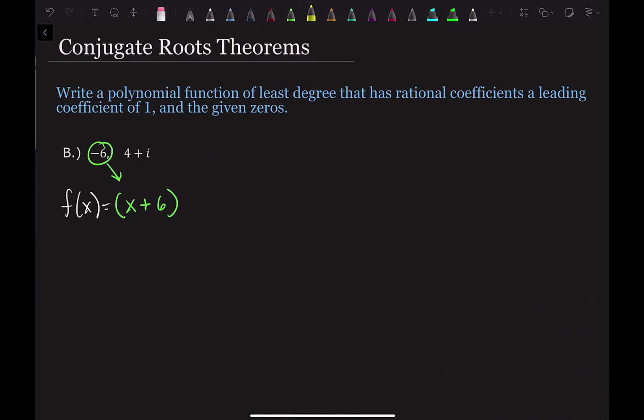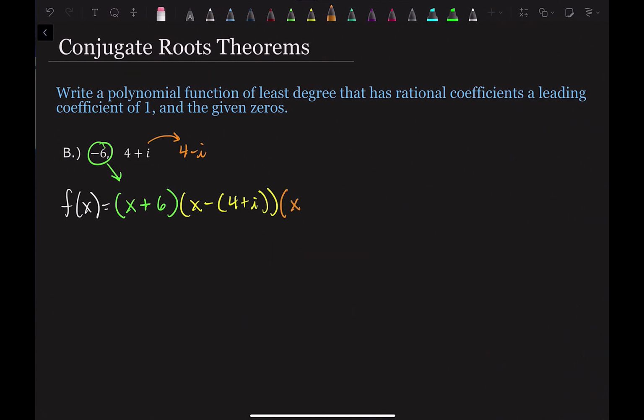But if we just multiplied by x minus 4 plus i like that, then we're going to end up with i's in our problem. And we use one of the conjugate root theorems, the complex conjugate theorem, that says if we take that 4 plus i and find its conjugate and add that to the mix, the i's will go away. We'll get real coefficients. And for the purposes of this problem, they will also be rational because we don't have any roots, right?